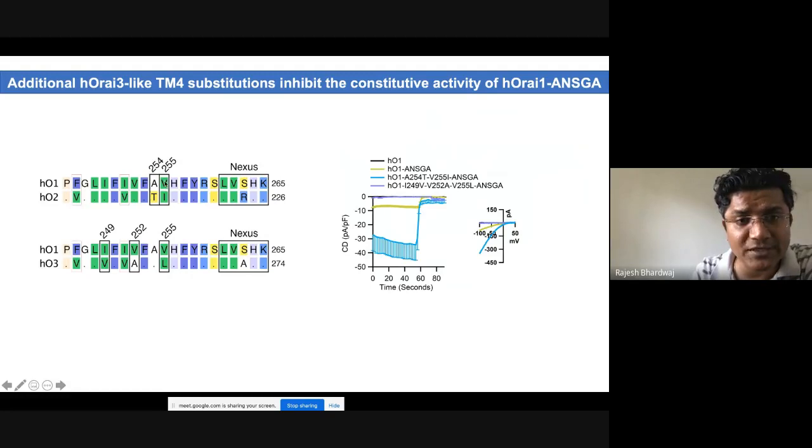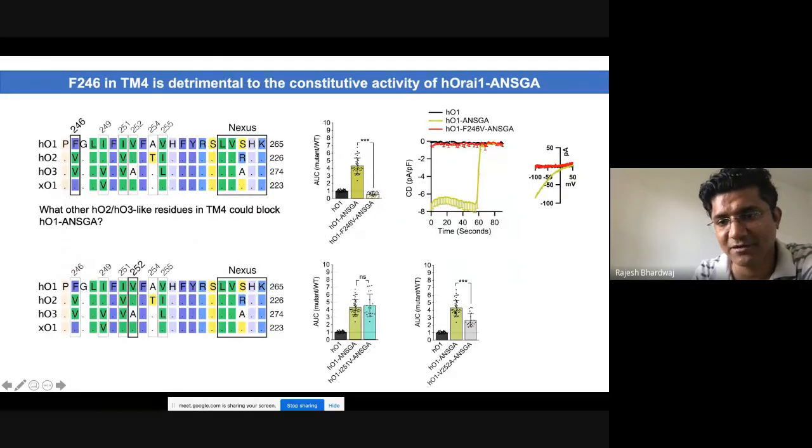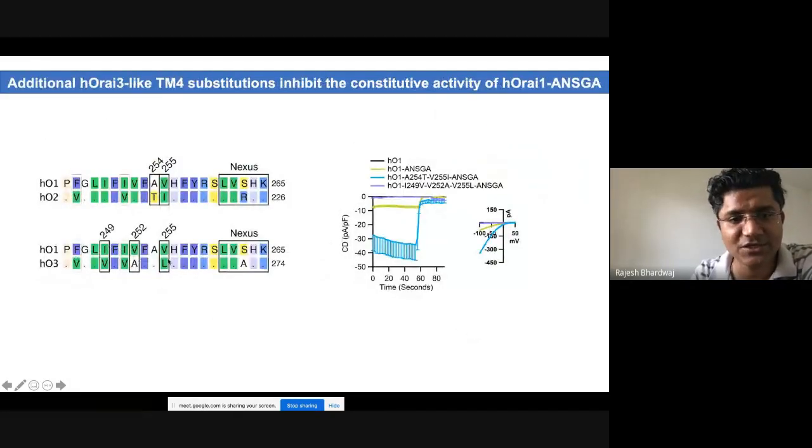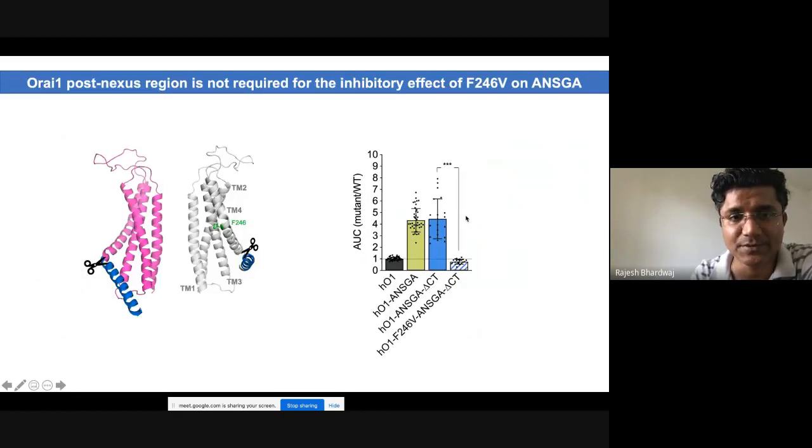So then we moved to the following residues. We made these 2 residues in human ORI1 look like human ORI2, and we see that the constitutive activity was rather increased, but there was no inhibitory effect. However, to our surprise, when we did this ORI3-like triple mutation following the F246, there was a complete block of the constitutive activity. So V252A, which I showed you gives a minor decrease, when combined with these two additional mutants, led to a complete abrogation of the constitutive influx through the Nexus mutant.